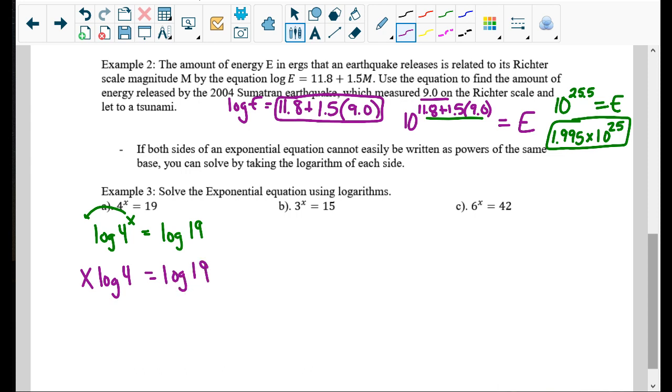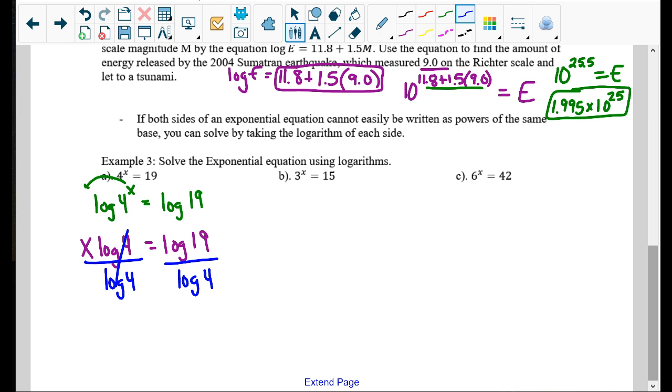Then we can solve by dividing by log 4. Now we can plug this directly into our calculator, and x on the left simplifies to 2.124. Again, we plug log 19 divided by log 4 into our calculator.